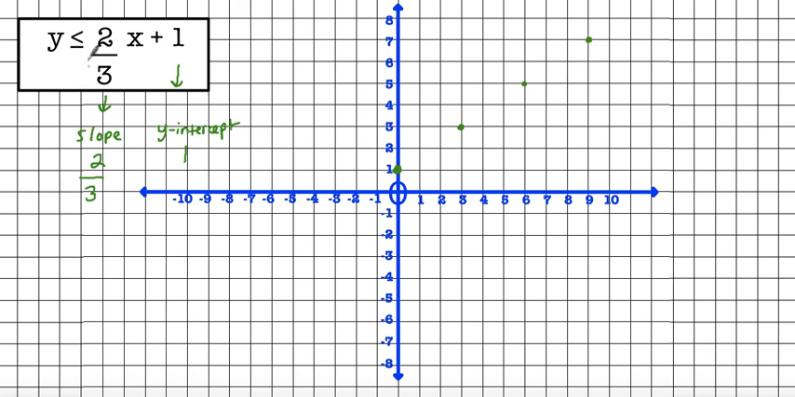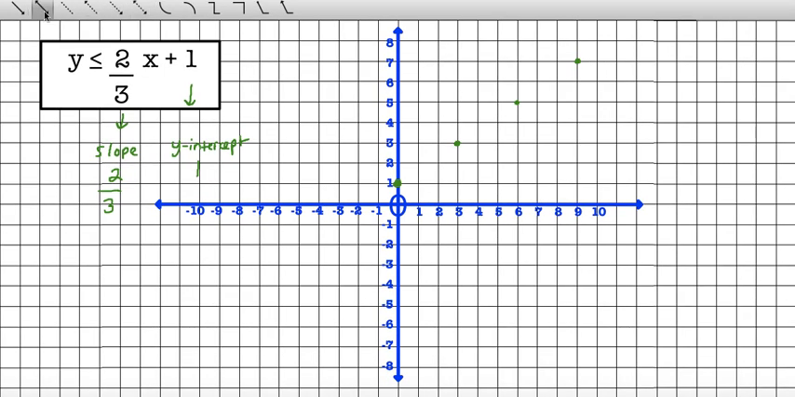Then we're going to draw a line through these points. Now, because I have y is less than or equal to, this line is going to be a solid line. So we're going to draw a solid line through these points.